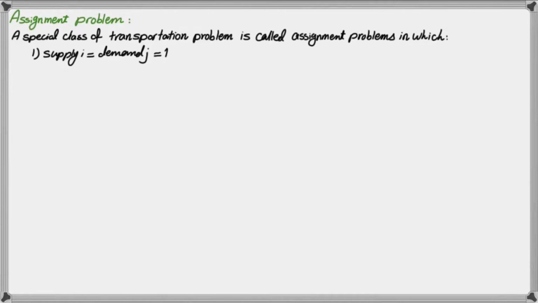What is the assignment problem? A special case of the transportation problem is called the assignment problem, which has three special conditions. If you are not familiar with the transportation problem, please refer to the video related to transportation problems. So the first difference between the transportation problem and the assignment problem is that the supply and demand are the same, and they are equal to 1.